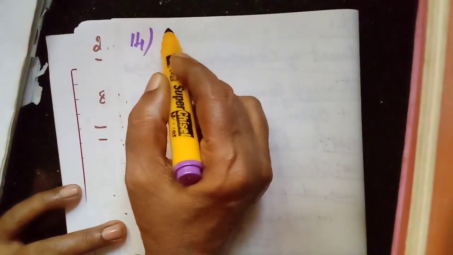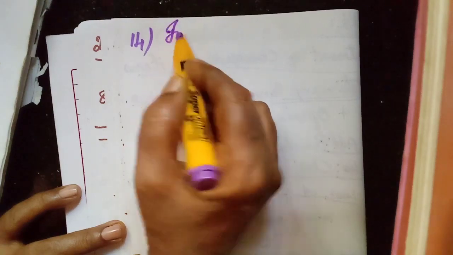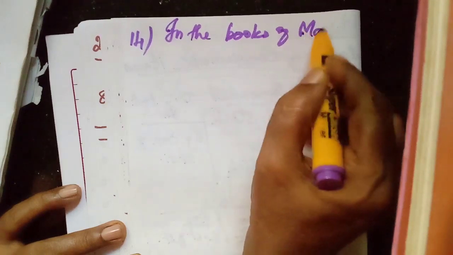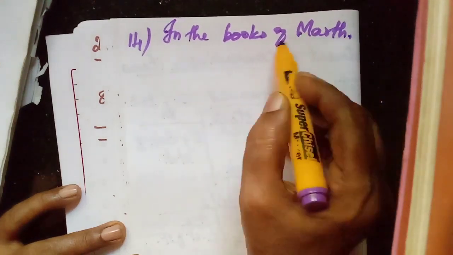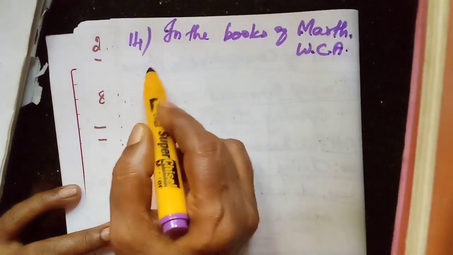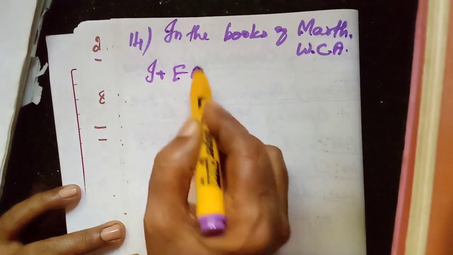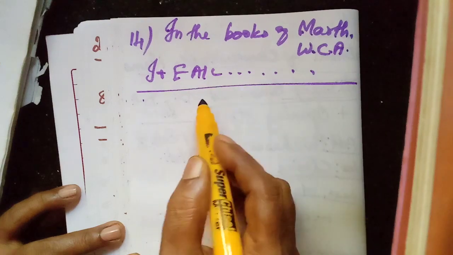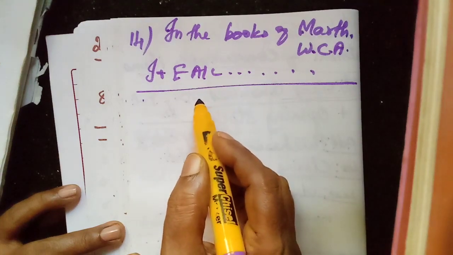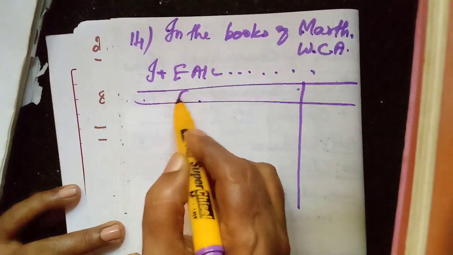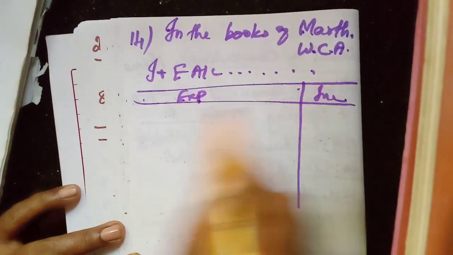Okay, first we will show the income and expenditure account. In the books of Marthandam Women Cultural Association. Income and expenditure account, fully you have to write. For the year ending, you leave like that. Here on the debit side only, we need to write more. Here expense, here income.